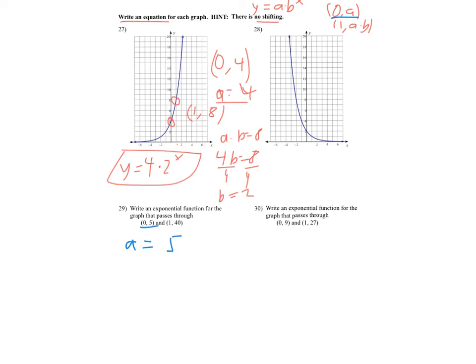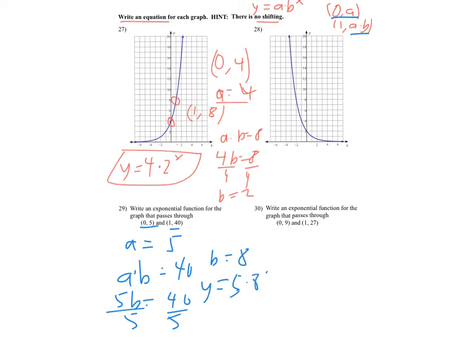And then next up, we know that the 1, comma 40 means that a times b equals 40. And we already know that a is 5. So 5b equals 40. Divide the 5 over, and b equals 8. And so our equation will be y equals 5 times 8 to the power of x.